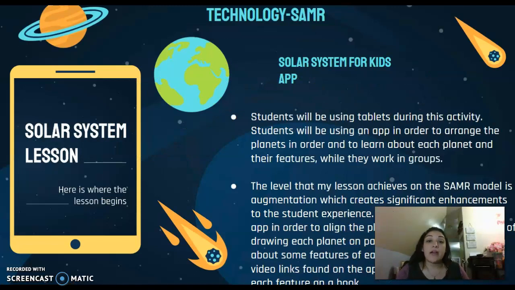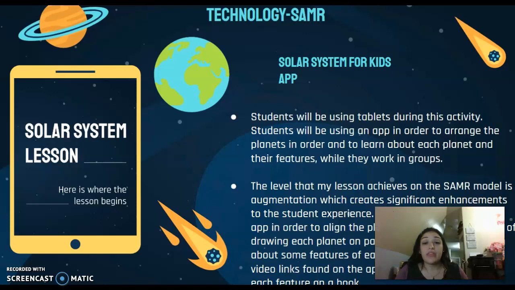Technology and SAMR: like I said, students will be using tablets in order to work together to arrange the planets and to learn about the planets and their features. They will be using the Solar System for Kids app. Each tablet would already have the app, and students will be using this during the activity.